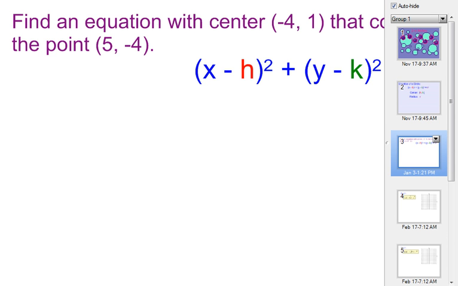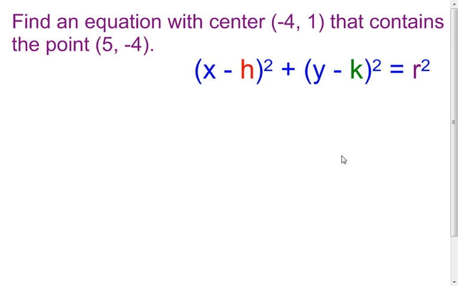What I want to look at is if I have the center and know a point that it contains, how I can put something in this form right here. And actually I'm going to put it in a couple of different forms. So the problem here is that I need to figure out the radius. If you were to think about a graph, if I were to plot the point -4, 1, that would look right there. And that's the center of the circle, and I know that it contains the point 5, -4.